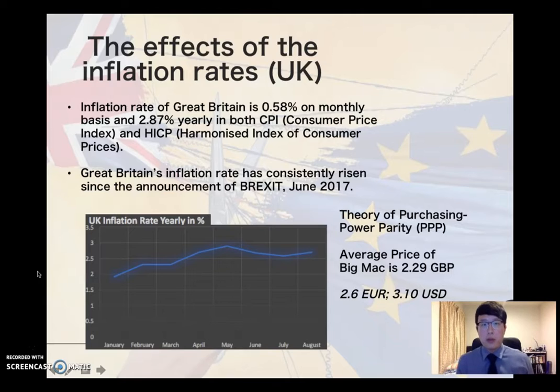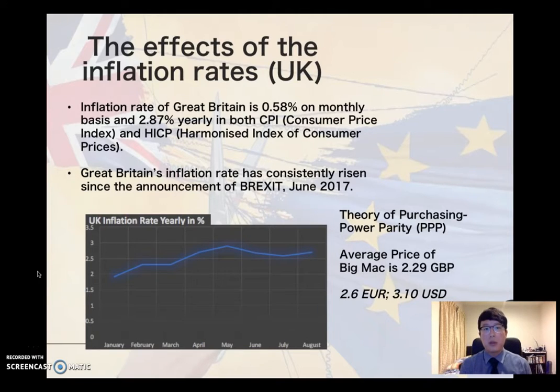The effect of inflation rates in the UK. Inflation rates in Great Britain, also known as UK, is 0.58 on monthly and 2.87 yearly in both CPI, the Consumer Price Index, and HICP, which is the Harmonized Index of Consumer Prices that's used in Europe to compare European countries.